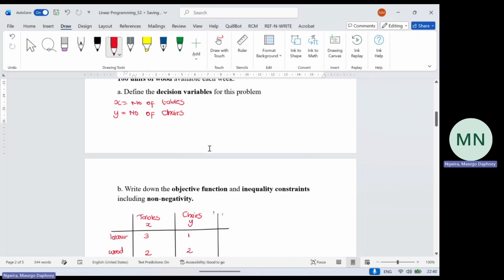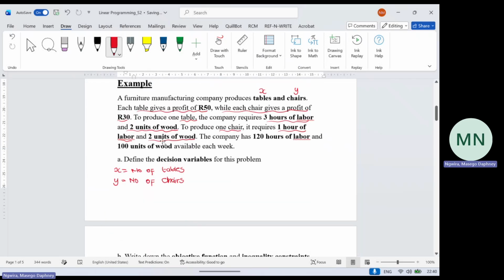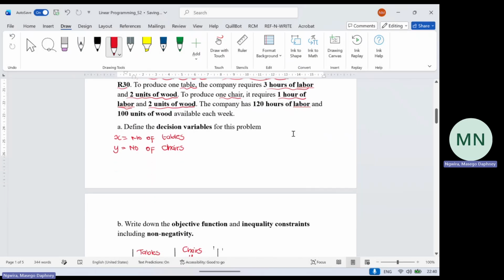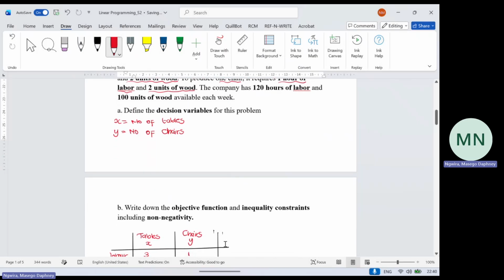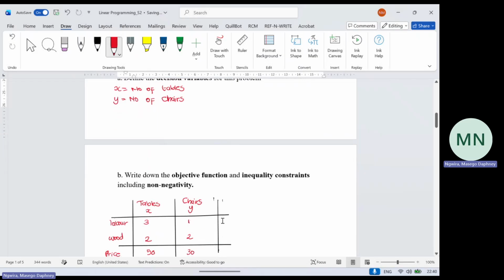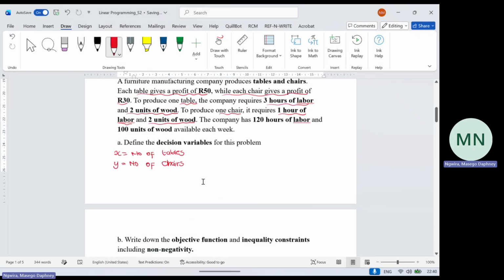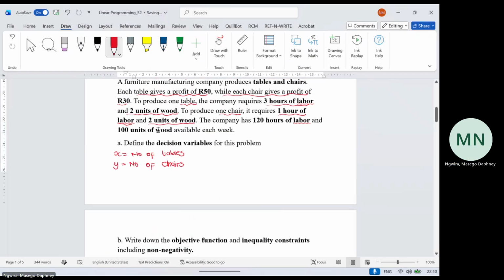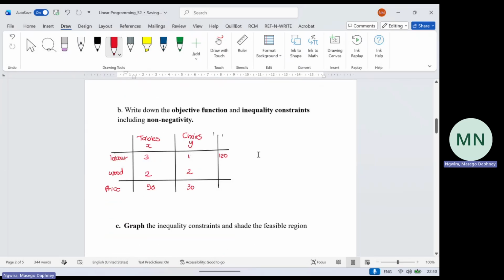Let's see what's missing. What's left is that the company has 120 hours of labor. The total of labor is 120, so I'm going to write the 120 here. And then the units: 100 units of wood, so this is 100. So this is how I do the table. If you don't understand, you can rewind the video and watch it again. Now I have everything that I need.